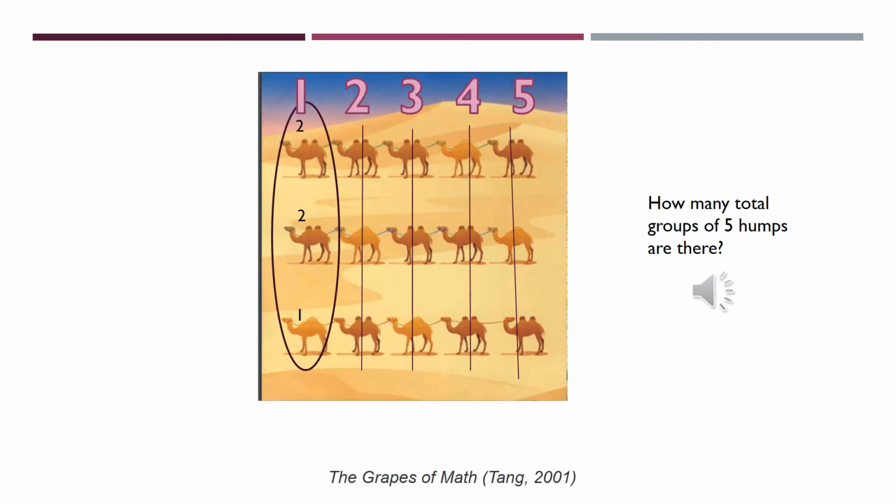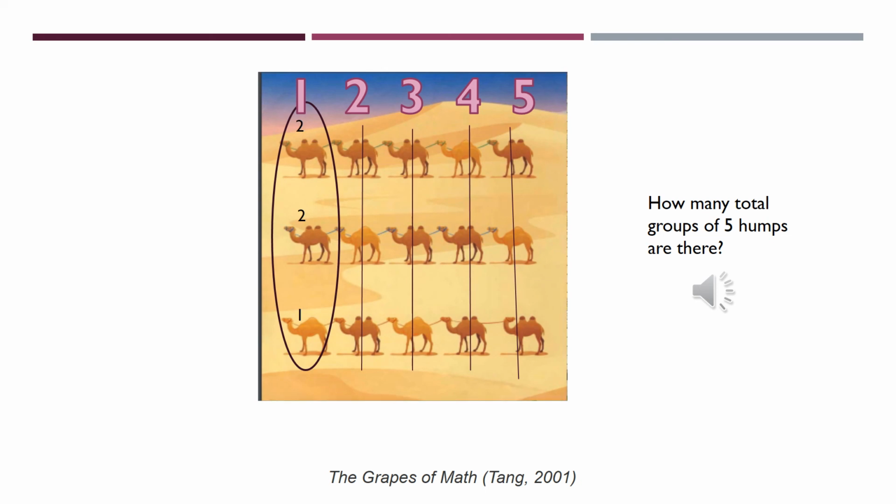Rather than add the humps in each row, add down each column. To help you find the right amount, group by count by 5s as the rhyme suggested. Let's start to the left, and we're going to go down. 2 humps on the first camel, 2 humps on the second camel, and 1 hump on the third camel. That's 5 humps in the first column. Let's count how many columns we have of 5. 1, 2, 3, 4, 5.